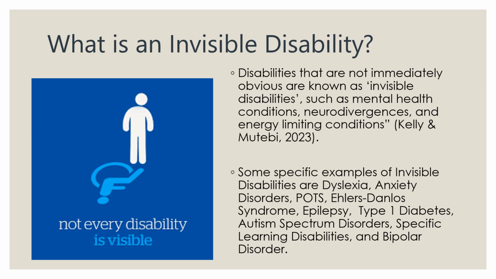What is an invisible disability? Invisible disabilities are disabilities that are not immediately obvious, such as mental health conditions, neurodivergences, and energy limiting conditions. Some specific examples of invisible disabilities are dyslexia, anxiety disorder, POTS, Ehlers-Danlos syndrome, epilepsy, type 1 diabetes, autism spectrum disorders, specific learning disabilities, and bipolar disorder.